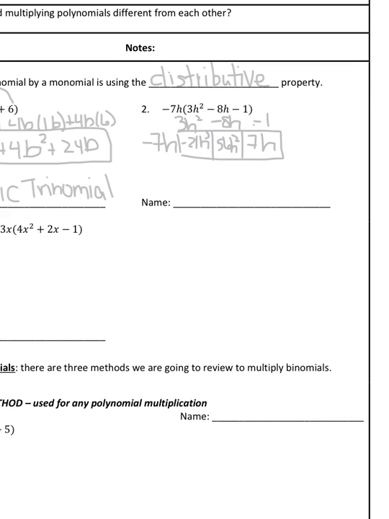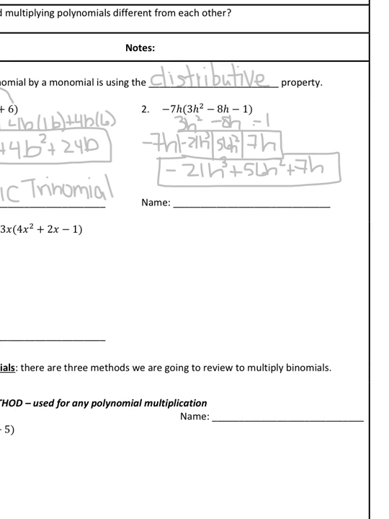So here we have our answer: negative 21h to the power of 3 plus 56h squared plus 7h. There's my answer.